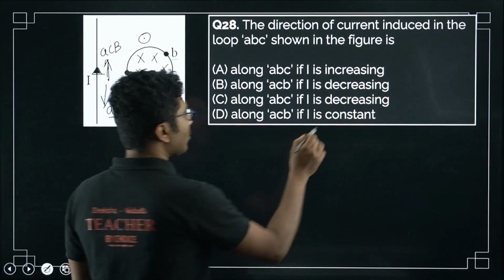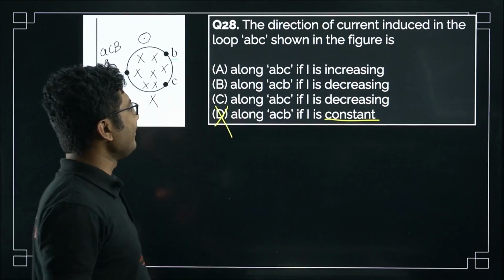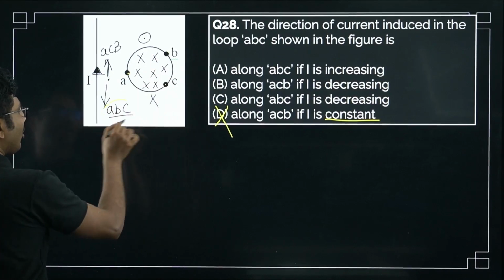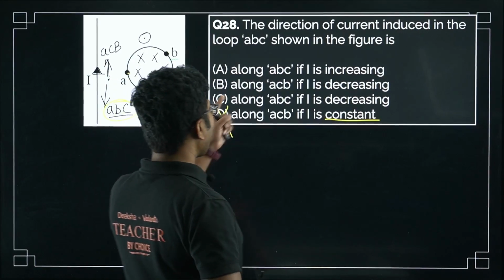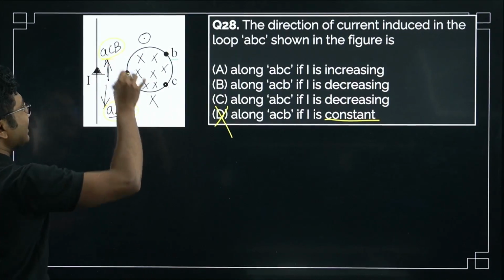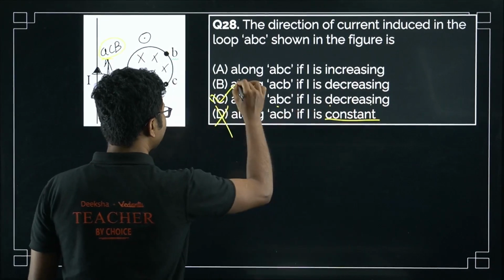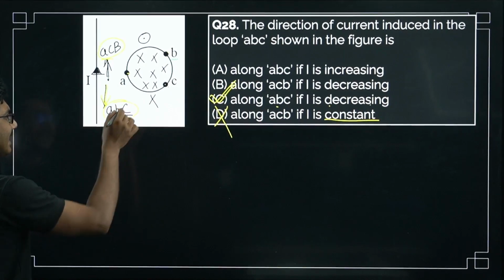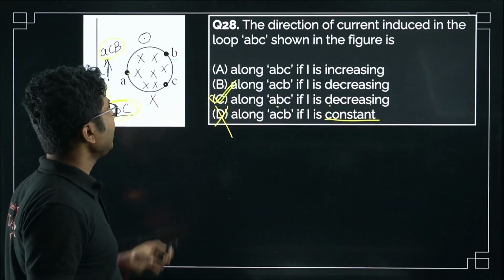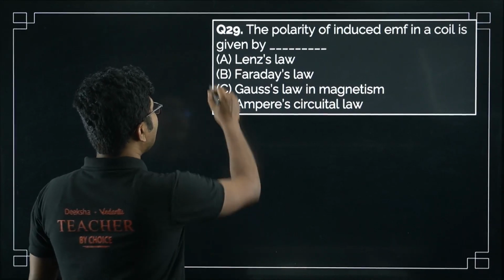Definitely if it is constant, there is no current, so this is a wrong statement. Along ABC if it is increasing, but it is not, ABC is for decreasing. Along ACB if it is decreasing, it is also wrong. Along ACB if it is increasing, along ABC if it is decreasing. So yes, if current is decreasing, then it will be along ABC. So obviously option C is correct. Next question, the polarity of induced EMF in a coil is given by Lenz law.